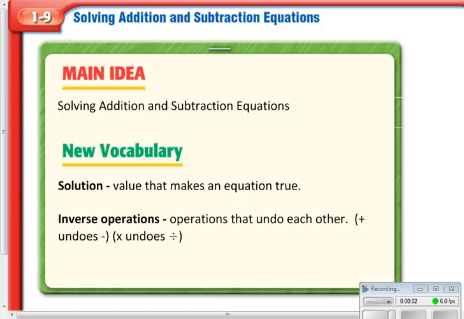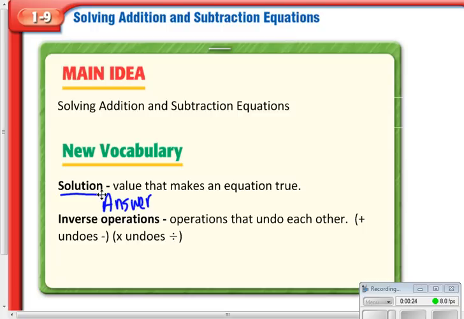Lesson 1-9, solving addition and subtraction equations. Our new vocabulary today is a solution. A solution basically is the answer, okay? It is the correct answer. It is what makes the problem true, the equation true. So answer, solution.